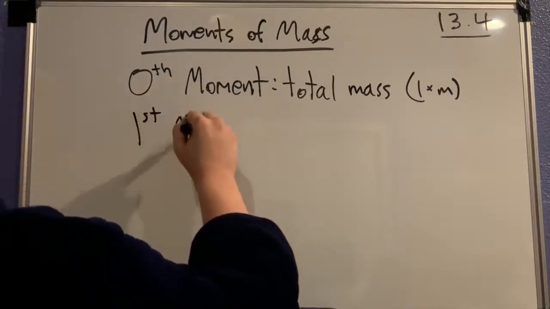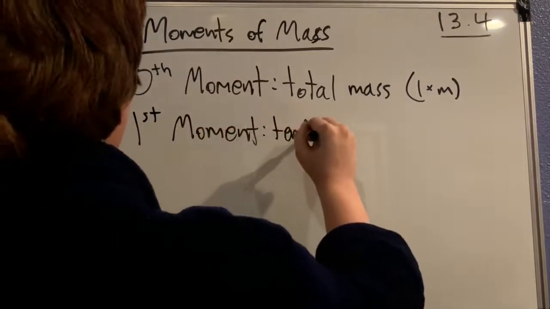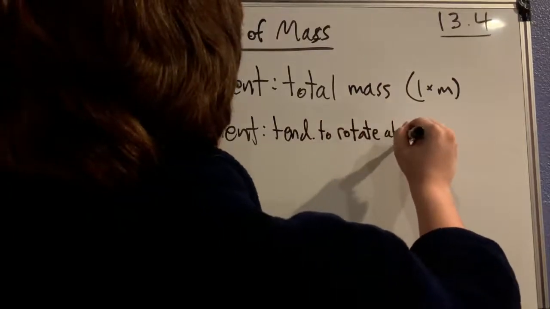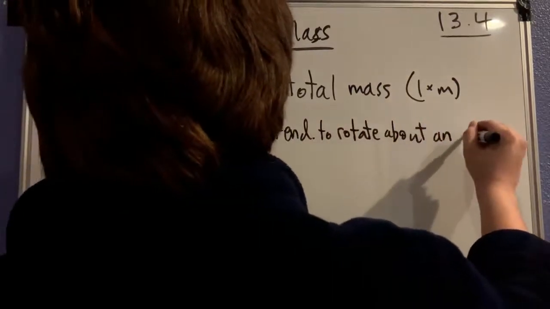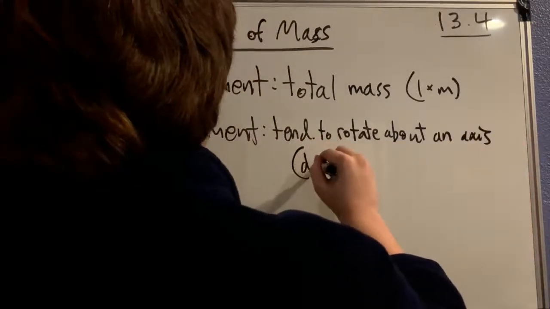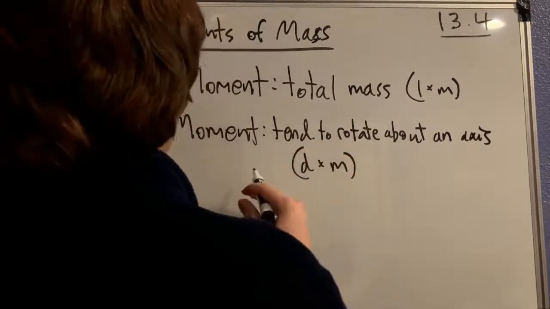The first moment. This is the tendency to rotate about an axis. And that is represented by d times m, where d is the distance to the center of mass.